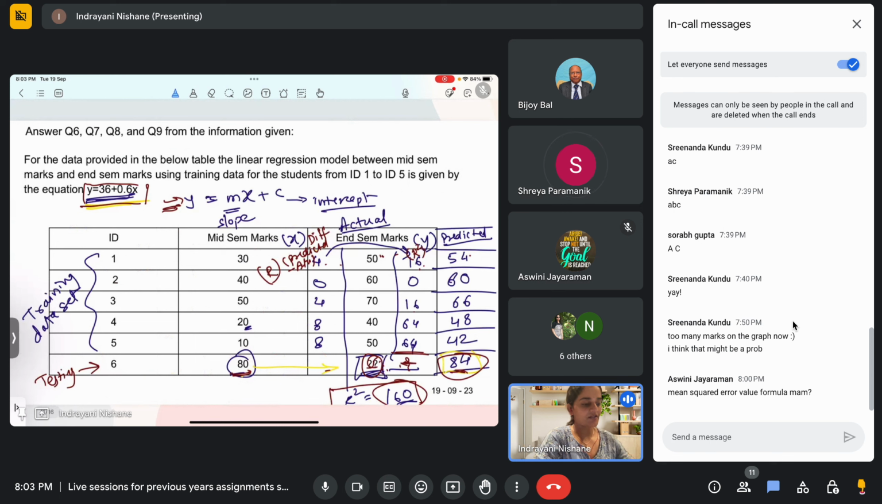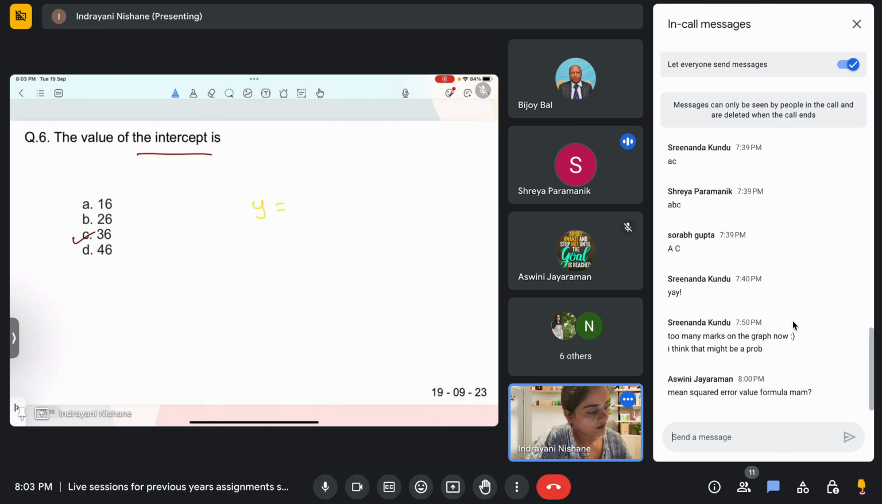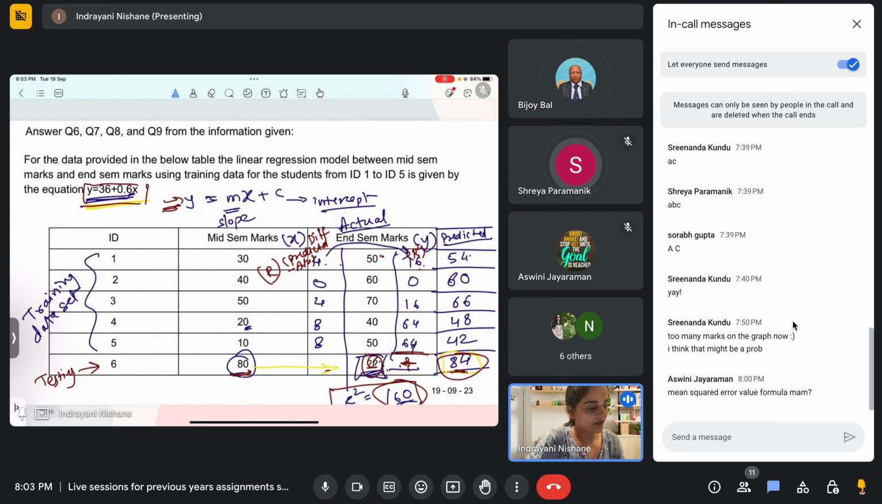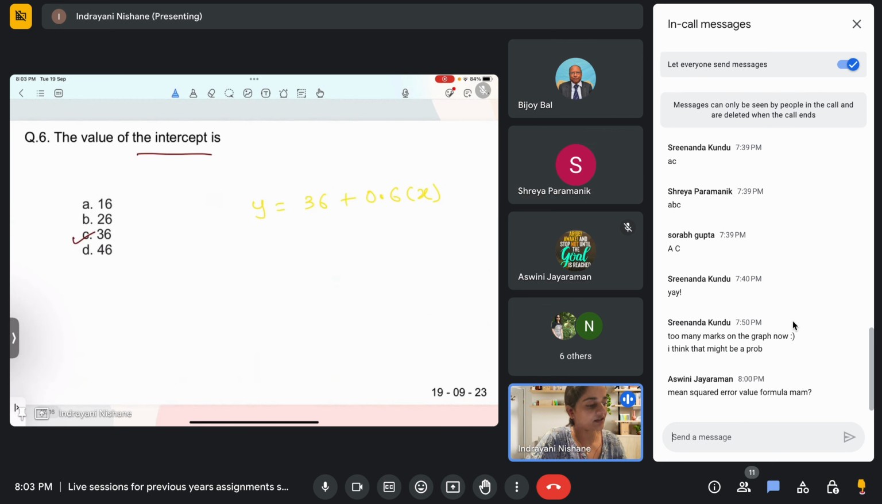For the intercept, this is based on this value: y is equal to 36 plus 0.6 into x. That's the formula given to us from here. Based on this formula, we have to see what the intercept is. If you see the formula, y is equal to mx plus c, so c is the intercept. This is the equation of a line, because we assume in linear regression the relationship is linear. So that's why we are using the simple line equation. m is the slope and c is the intercept. Can you compare these two equations and tell me what will be the value of m and what will be the value of c?